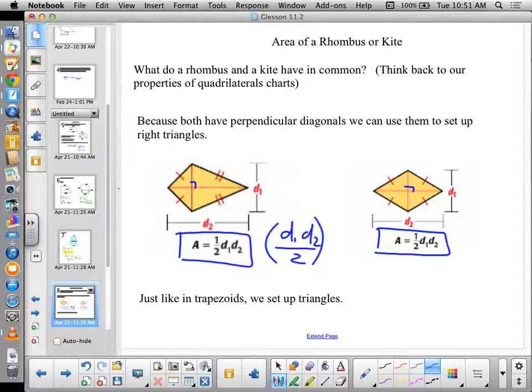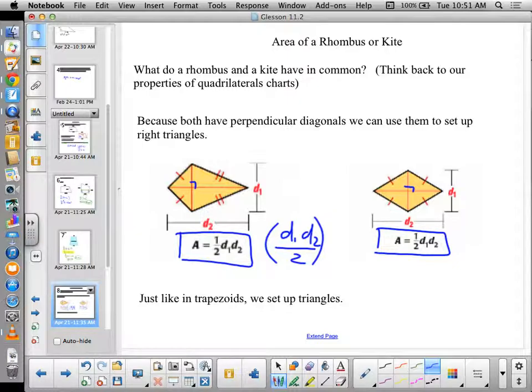Because a rhombus is a parallelogram, I could use a parallelogram formula. But a rhombus is also special and it has its own special formula I get to use in certain cases, if I know the right information. But the formula is the same for both, d1, d2 over 2, and that's because of the right triangles on the inside.